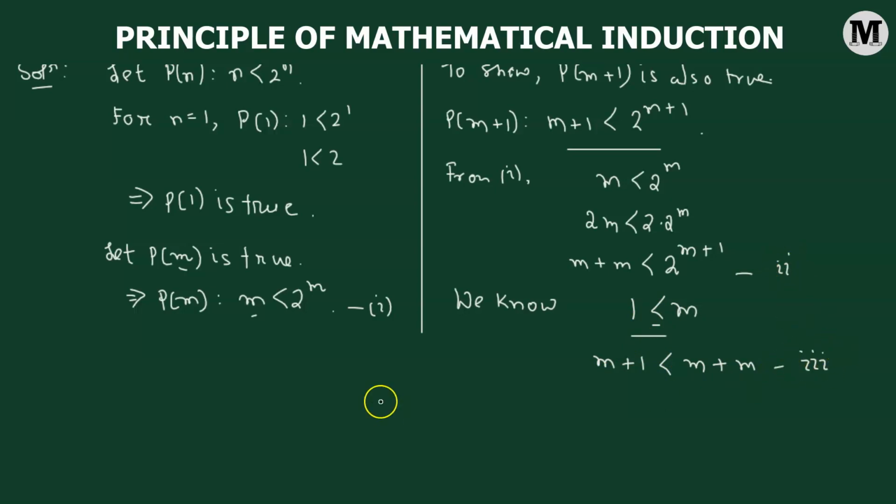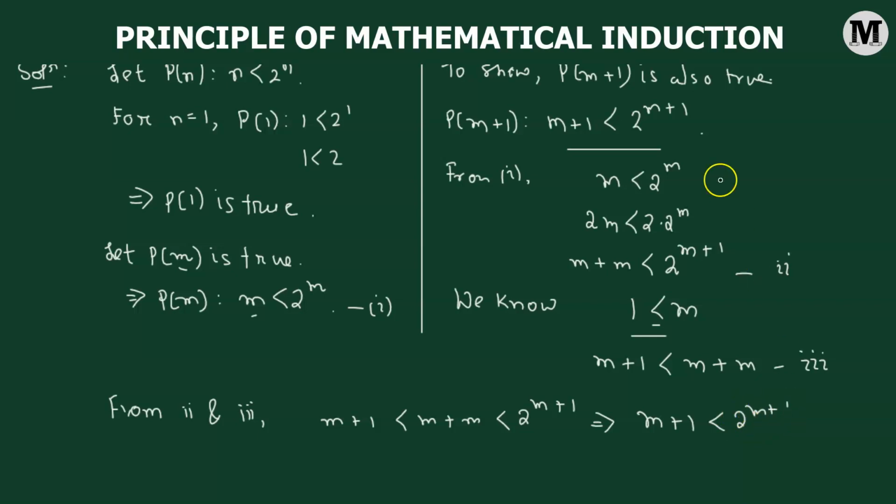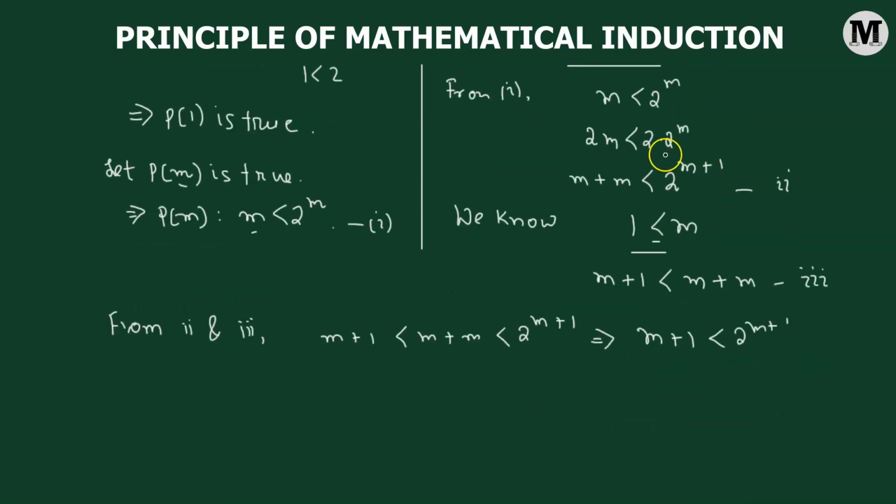So if we combine 2 and 3, from 2 and 3, what do we get? From 2 and 3, what we obtain here is that we have m plus 1, and this is going to be less than m plus m. And we have already seen that m plus m is going to be less than 2 raised to the power of m plus 1. So if we combine this, in other words, we can always say that m plus 1 is also going to be less than 2 raised to the power of m plus 1. And this is exactly what we had to show. So that means we were successful in showing that m plus 1 is less than 2 raised to the power of m plus 1.